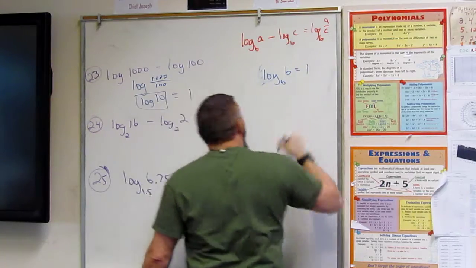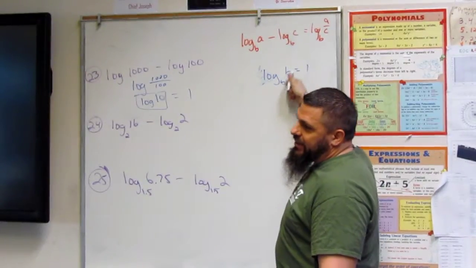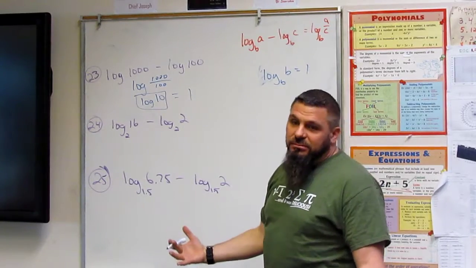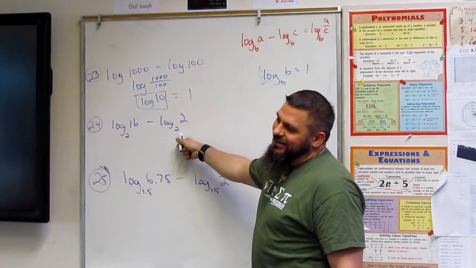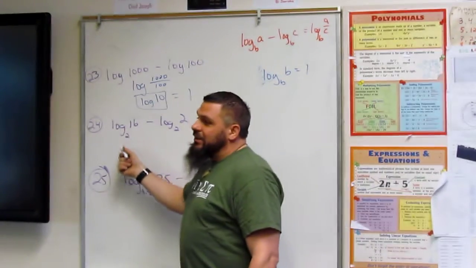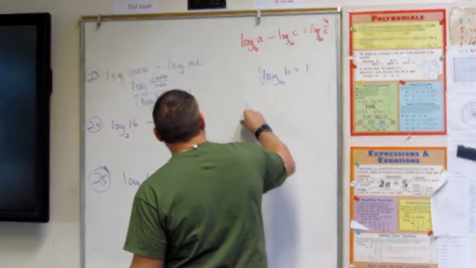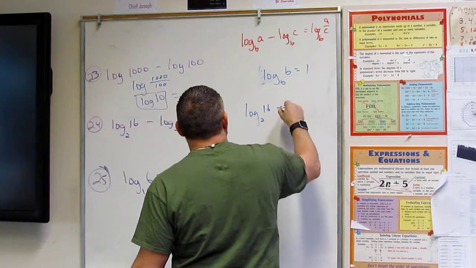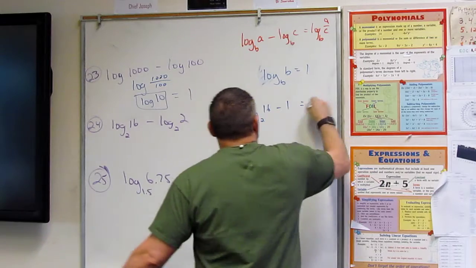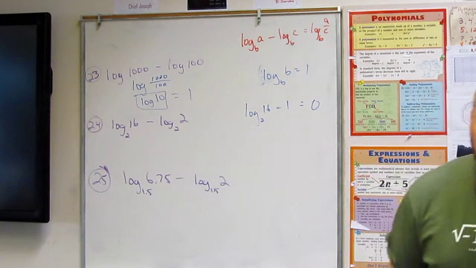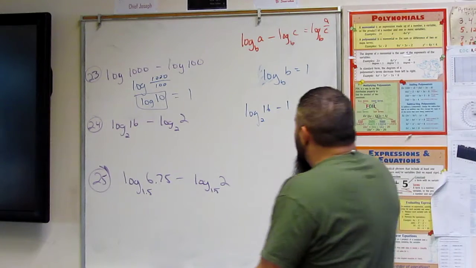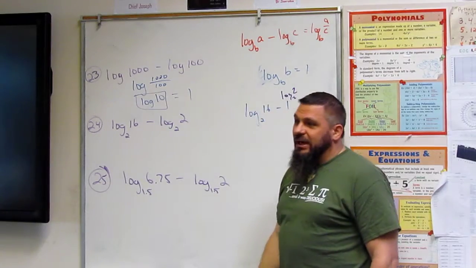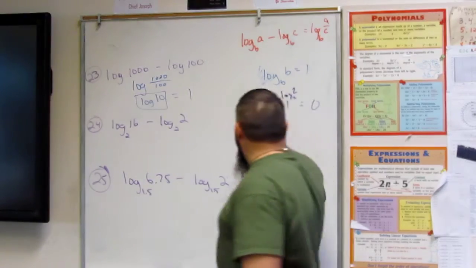Log base b of b is equal to 1. These two numbers have to be the same. So log base 2 of 2 equals 1. But you don't want to change this one, because then it would be log 16. I guarantee they're going to give you something like log base 2 of 16 minus 1 is equal to 0, and then they want you to solve it. You're going to change this to log base 2 of 2.